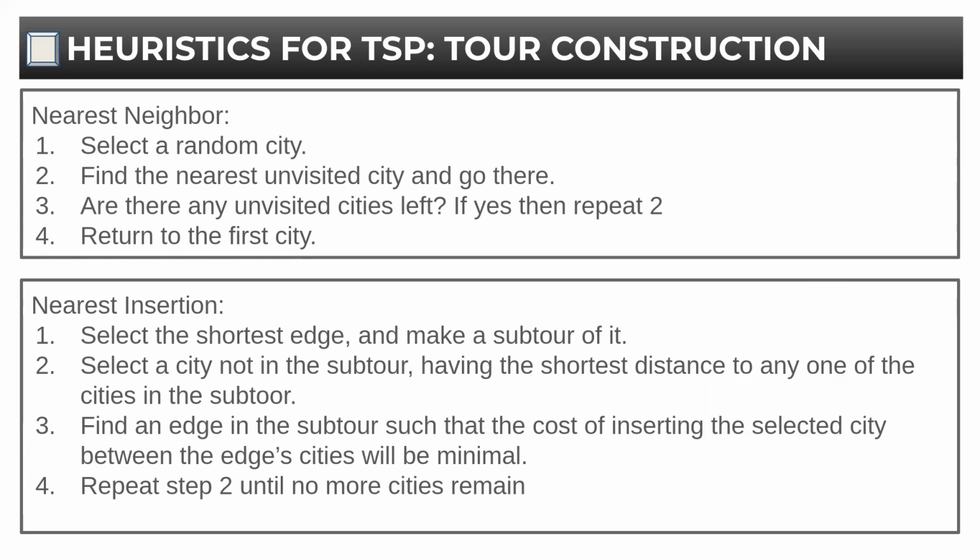Another tour construction heuristic, nearest insertion. First, we select the shortest edge and make a subtour of it. Then, we select a city not in the subtour having the shortest distance to any one of the cities in the subtour. Then, we find an edge in the subtour such that the cost of inserting the selected city between the edge's cities will be minimal. Finally, we repeat step 2 until no more cities remain.